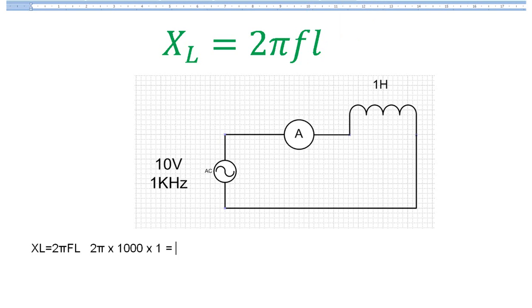Now, 2 pi is roughly 6. It's a good idea to remember that. Pi is roughly 3, it's 3 1/7. You're going to get the right answer in the exam if you just take pi as 3 and 2 pi as 6. So that becomes, as an approximation, 6 times 1000 times 1 equals 6,000 ohms. And that's XL, that's inductive reactance, it's not resistance.